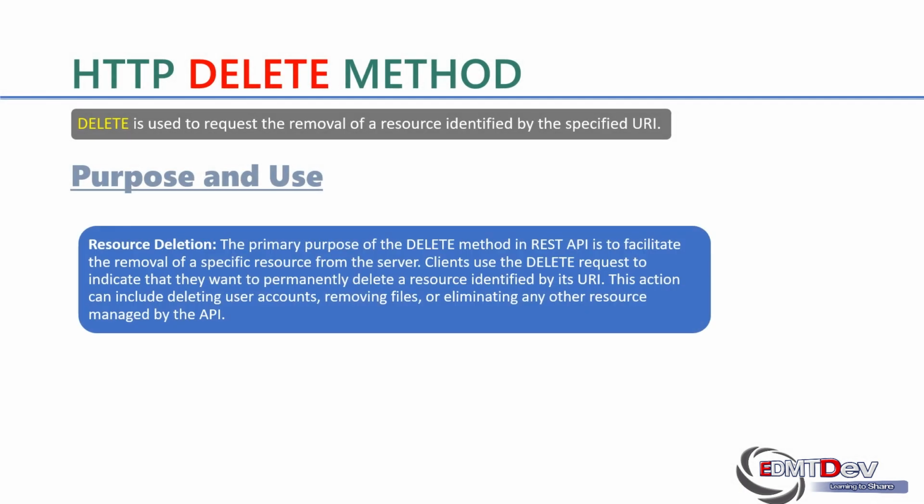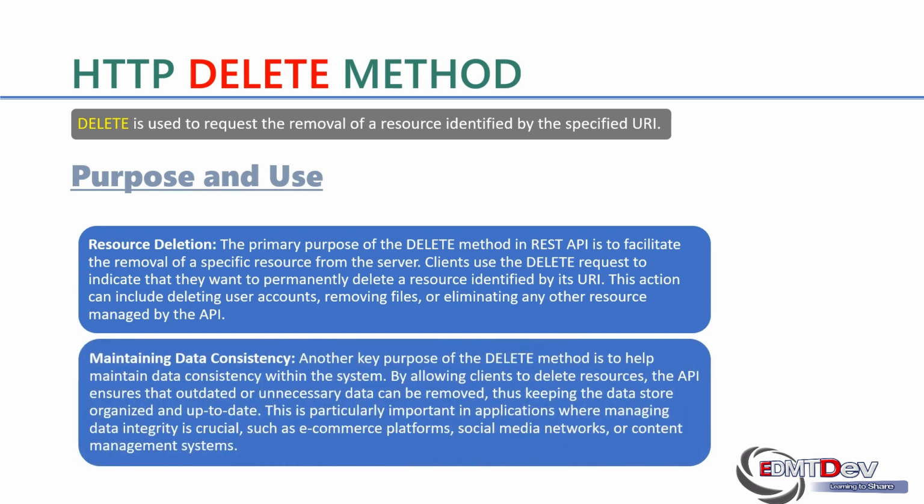Resource deletion. The primary purpose of the DELETE method in REST API is to facilitate the removal of a specific resource from the server. Clients use the DELETE request to indicate that they want to permanently delete a resource identified by its URI. Another key purpose of the DELETE method is to help maintain data consistency within the system.